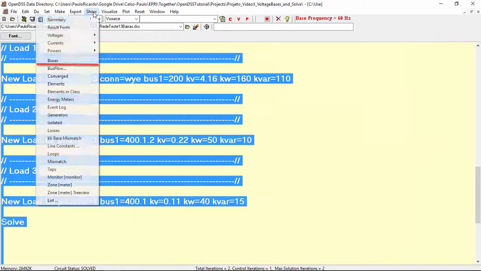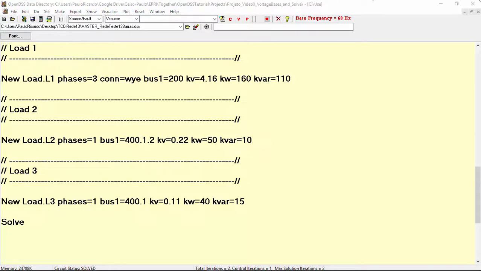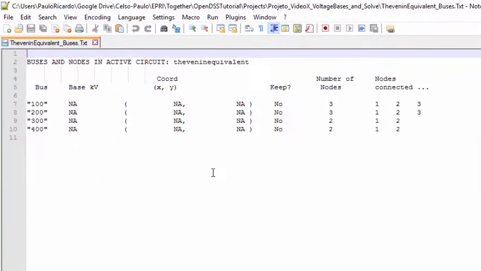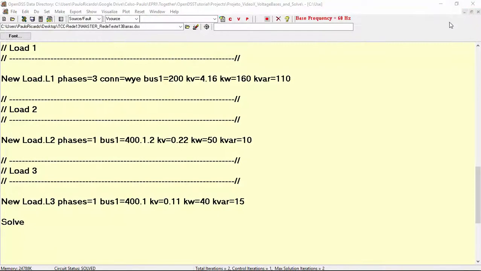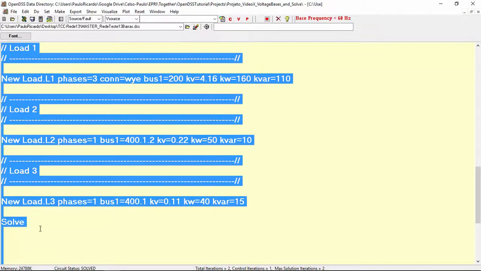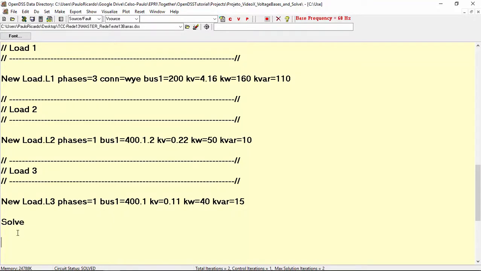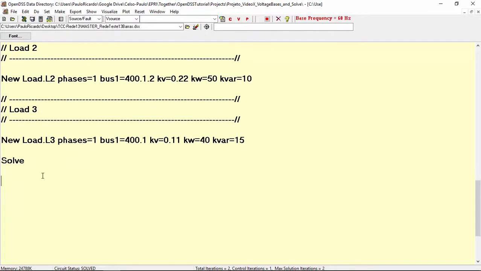By going to the Show menu and then selecting the buses report, it shows us that the buses base kV property have not been specified. That's the reason why the voltage report is not presenting the voltage in per unit. This property can be included in two different ways.